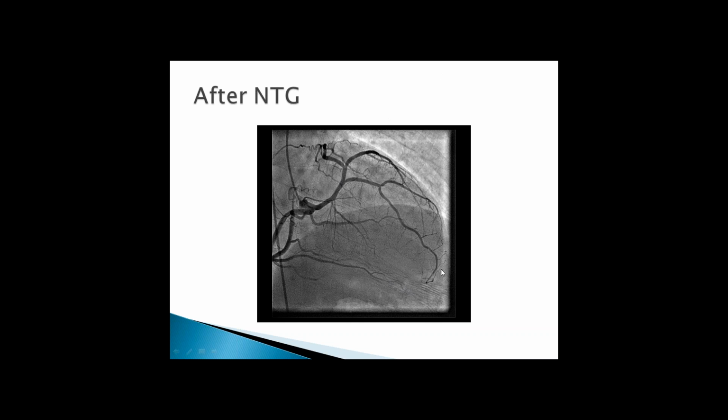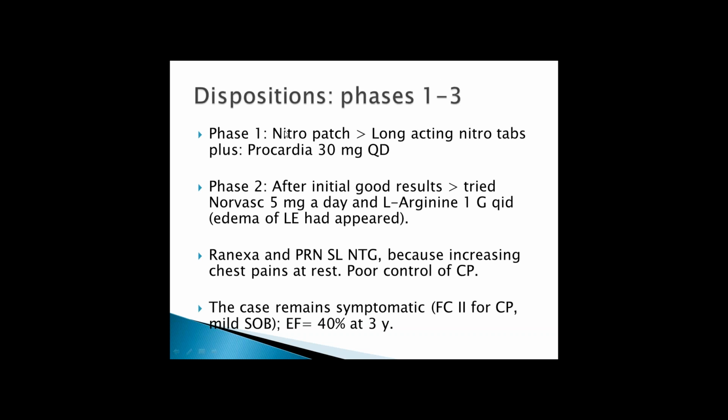Nitroglycerin was given quickly and resolved the symptoms, and the right, the LAD, and also the circumflex recovered normal size. Again, we used patches of nitroglycerin initially, and then long-acting nitrates and Procardia, and the patient improved. Eventually, because the blood pressure was too low on Procardia, she was tried on Norvasc, but this didn't work that well.